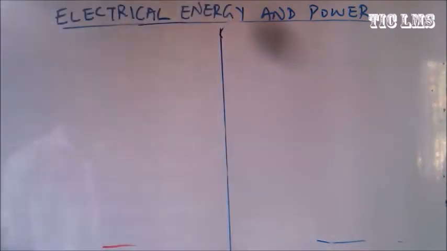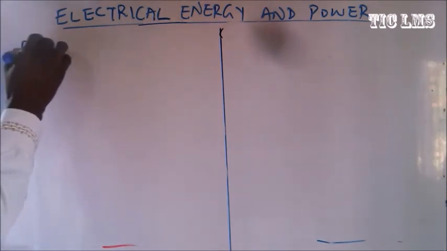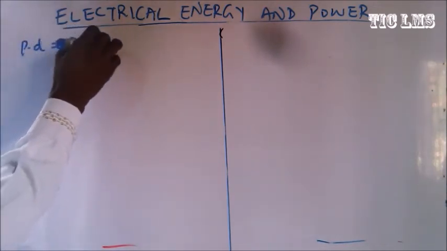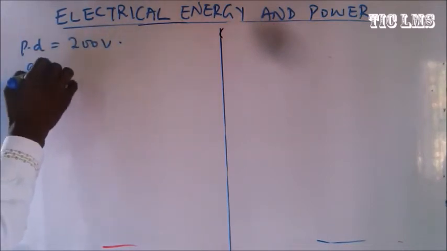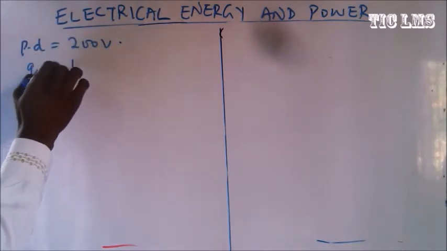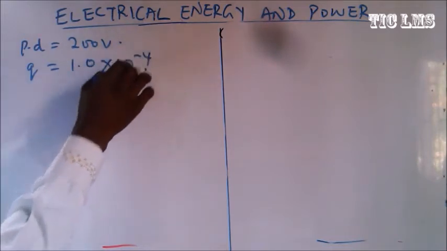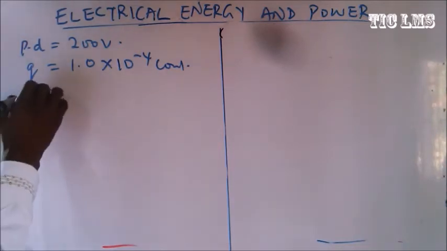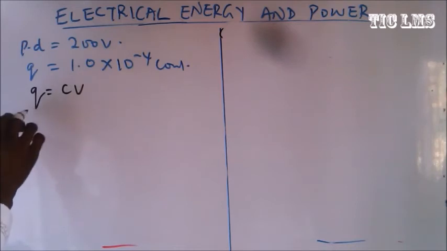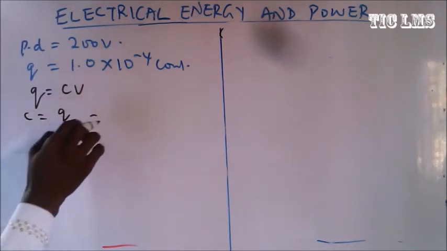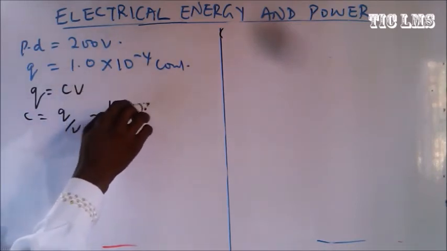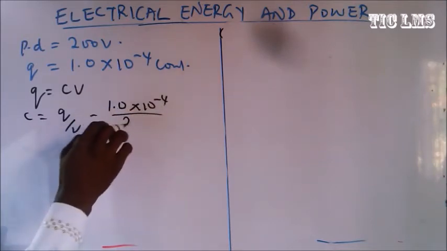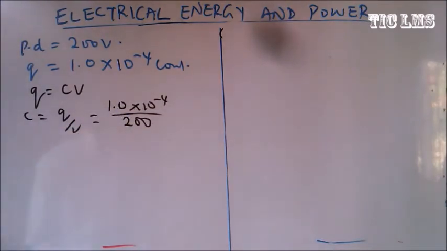So first, we state our parameters. We have a potential difference of 200 volts, and we have a charge of 1.0 times 10 raised to the power minus 4 coulomb. So we have to calculate the capacitance, and we have it that Q equals CV. So the capacitance equals Q over V. Our Q here is 1.0 times 10 raised to the power minus 4 over 200, which is the potential difference.